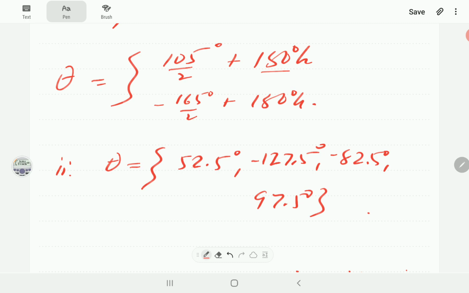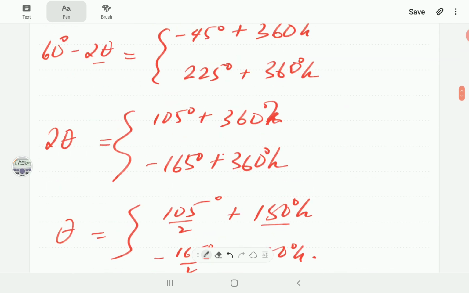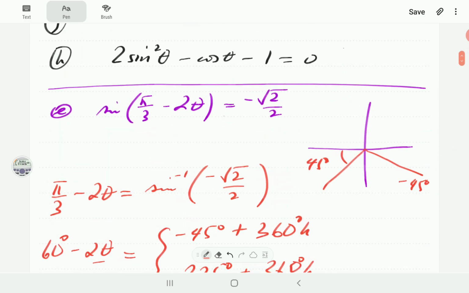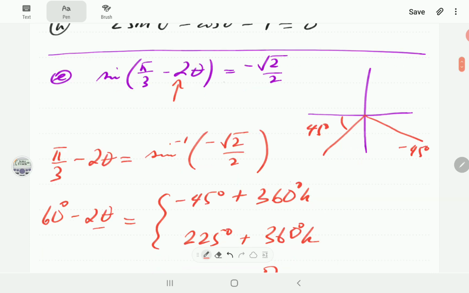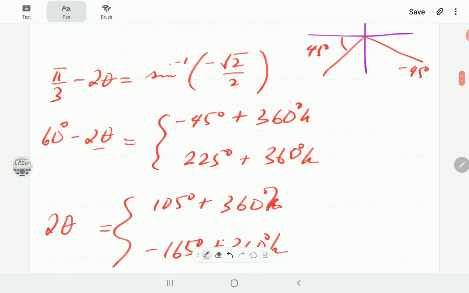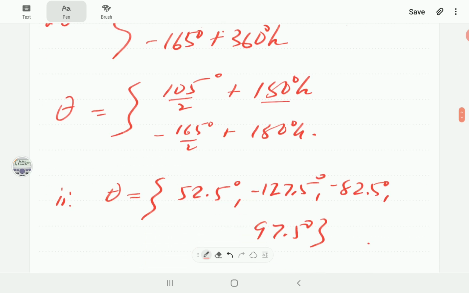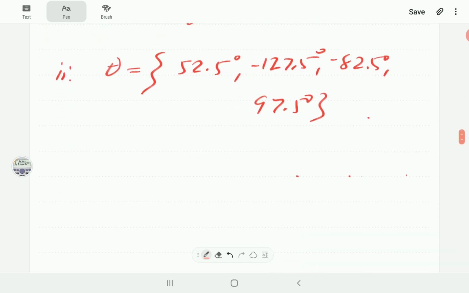Okay, so this time we find 4 angles in the 360 interval. The reason for that is this 2 here, because that 2 determines the frequency of your sine curve. If it's 1 here, then you have got 1 complete oscillation between 0 and 360. If it's 2, then you have got 2, so that's why we end up with 4 of those answers.